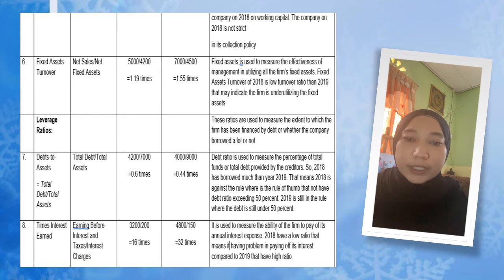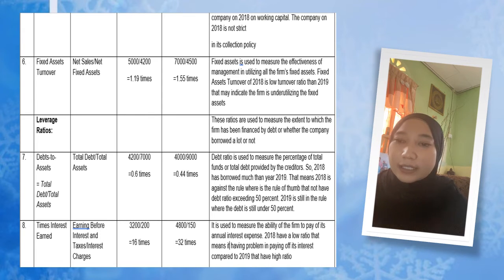Okay, I continue for the third one under efficiency ratio, that is fixed asset turnover. In 2018, we get 1.19 times, compared to the 2019, it's 1.55 times. Fixed asset turnover is used to measure the effectiveness of management in utilizing all the firm's fixed asset. Fixed asset turnover of 2018 is a low turnover ratio compared to 2019. That may indicate the firm is underutilizing the fixed asset.